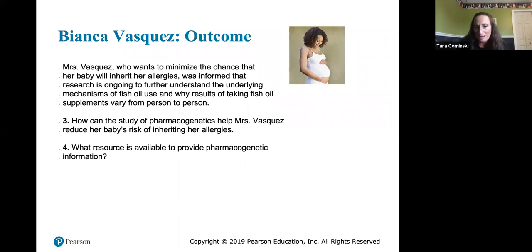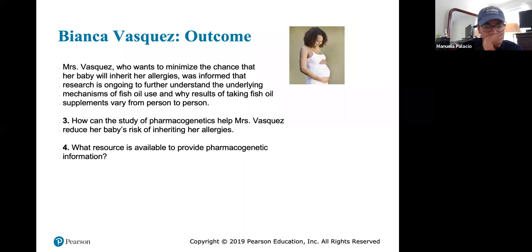Okay, so this is still kind of the same thing we said before, right? Further understand the underlying mechanisms of fish oil use and why results of taking fish oil supplements vary from person to person. How can the study of pharmacogenetics help Mrs. Vasquez reduce her baby's risk of inheriting allergies? I mean, they don't mean her studying that, because that's probably a little over her head, but maybe not. Maybe she's a scientist, right? So you have to know your patients. There could be patients that can understand journal articles, right? They could be clinicians themselves or scientists. Then you can refer them, right?